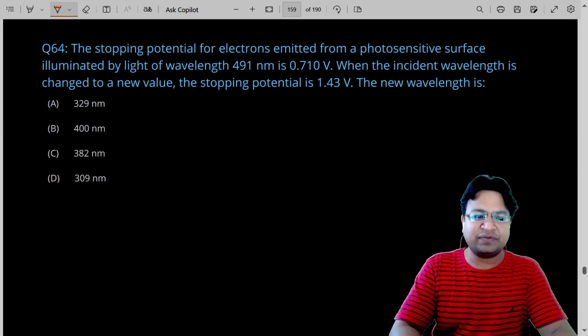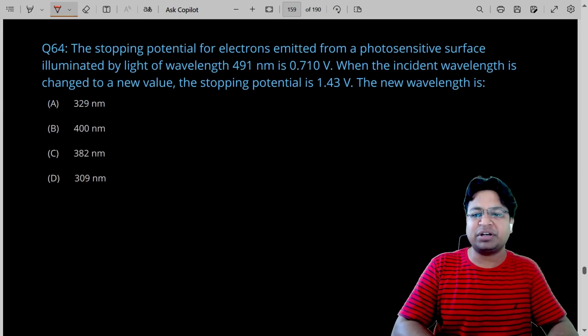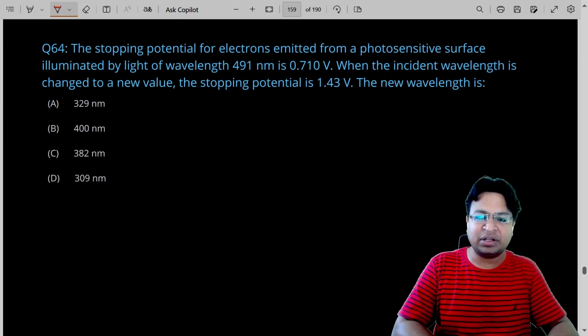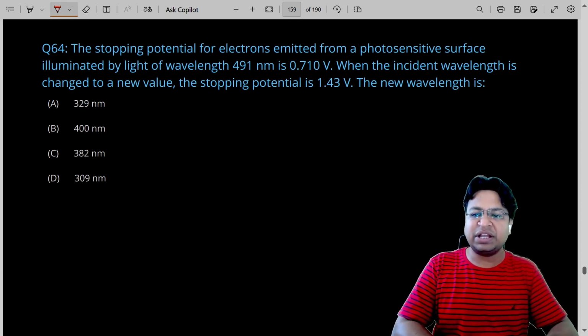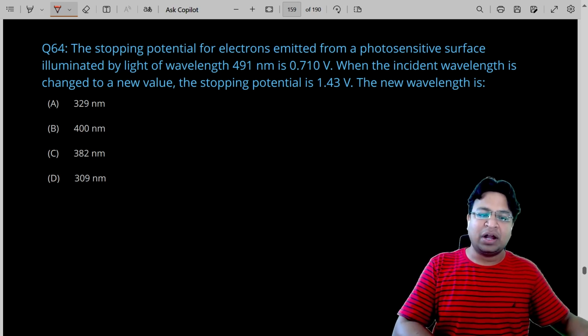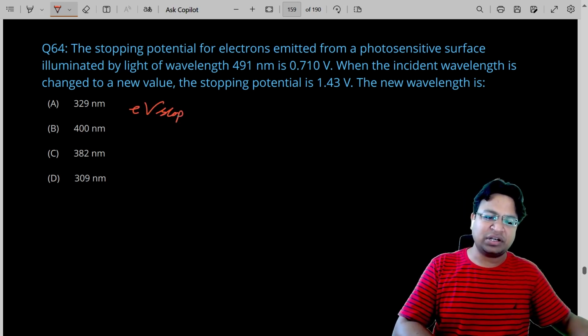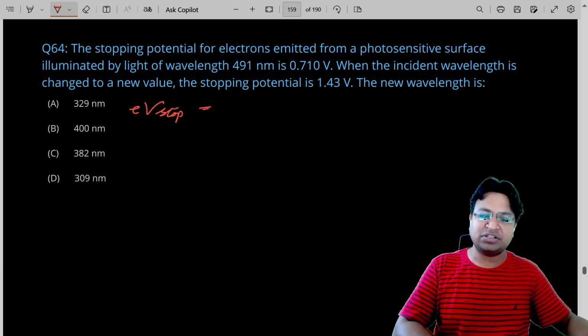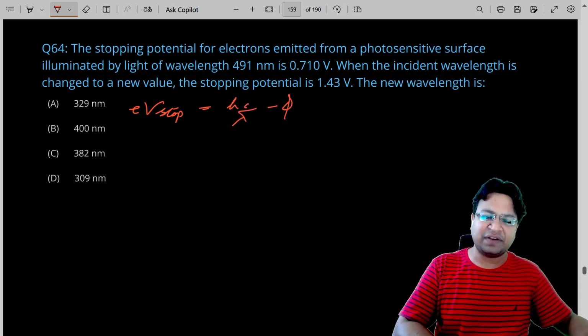Next, we go to question number 64. It says the stopping potential for electrons emitted from a photosensitive surface illuminated by light of wavelength 491 nm is this much. When the incident wavelength is changed to a new value, the stopping potential is this much. Okay, guys, the stopping potential is related to frequency or wavelength like this. The energy of one photon, that is hc by lambda, minus phi.